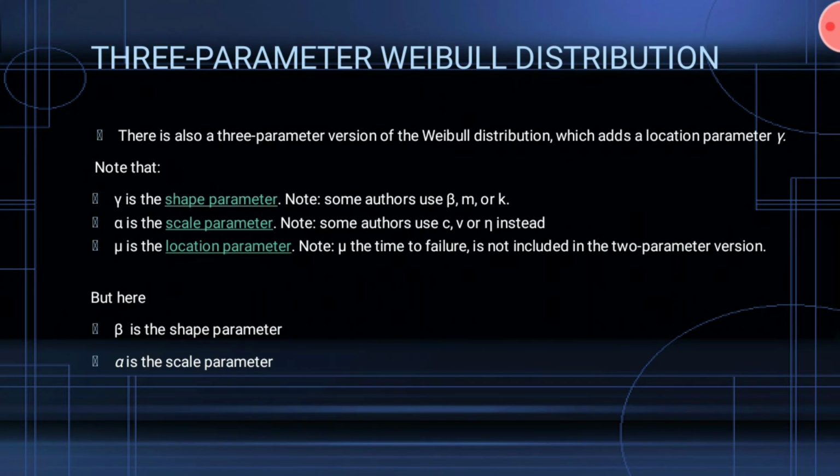There is also a three-parameter version of the Weibull distribution, which adds a location parameter gamma. Again, gamma is the location parameter, also called the waiting time parameter or sometimes the shift parameter. Note that this location parameter is not included in the two-parameter version. But here, beta is the shape parameter, alpha is the scale parameter.